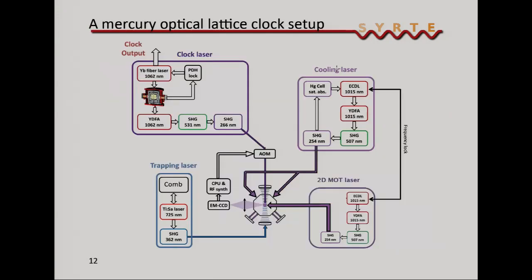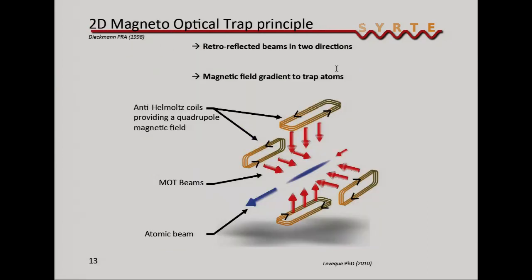So the only part I did not mention before was the 2D MOT laser here. In fact, it's the same system as the cooling laser, except that it will be a 2D MOT laser. So a few words about the 2D Magneto Optical Trap principle, presented by Dickman in 1998. So it consists in 2 reflected beams, so in 2 directions, so instead of 3 for the 3D MOT. And on top of that, we add a magnetic field gradient to trap the atoms.